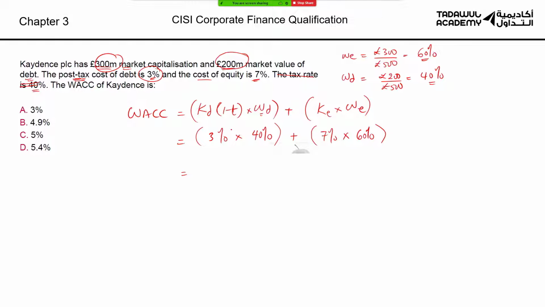So 3% by 40%, that's 1.2%. Plus 7% by 60%, that's 4.2%. So we add them together, 5.4%. So the answer is D. Good.